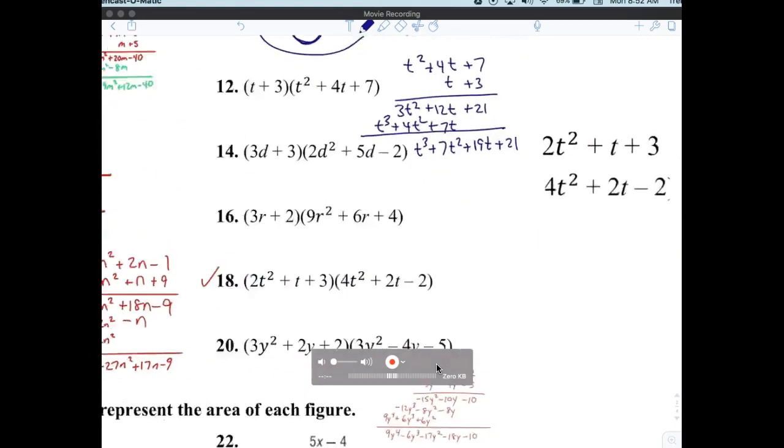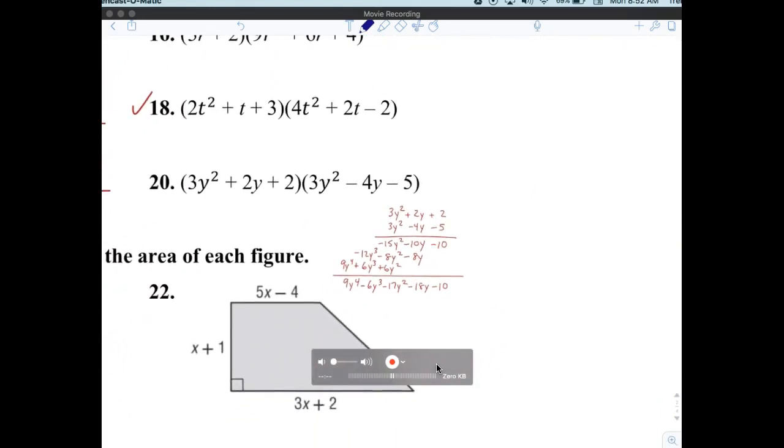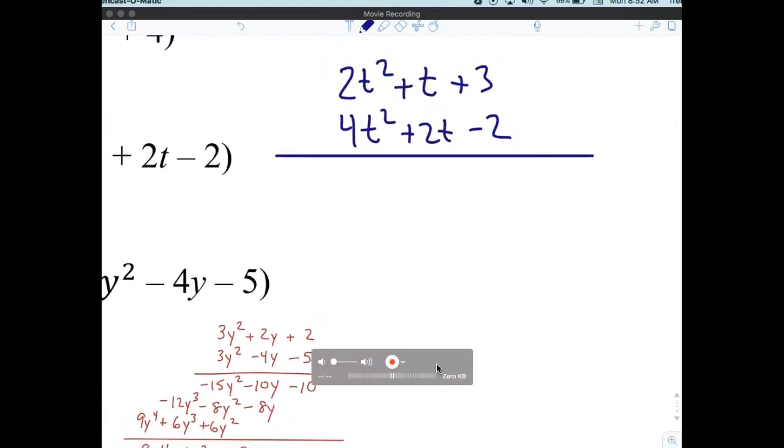Now, the next thing I want to do is question number 18. Even though it's not going to be on the test, it's like an Algebra 2 question, but the pattern is exactly the same. So I want you to write number 18 down: 2t squared plus t plus 3, times 4t squared plus 2t minus 2. Very simple. You do it just like you're multiplying 123 times 241. It's the same process.